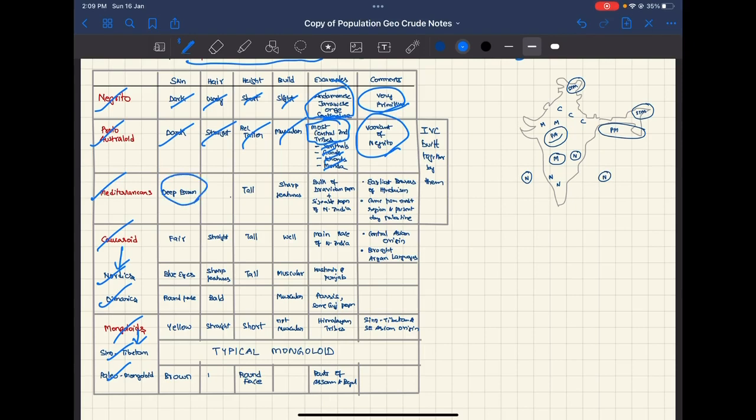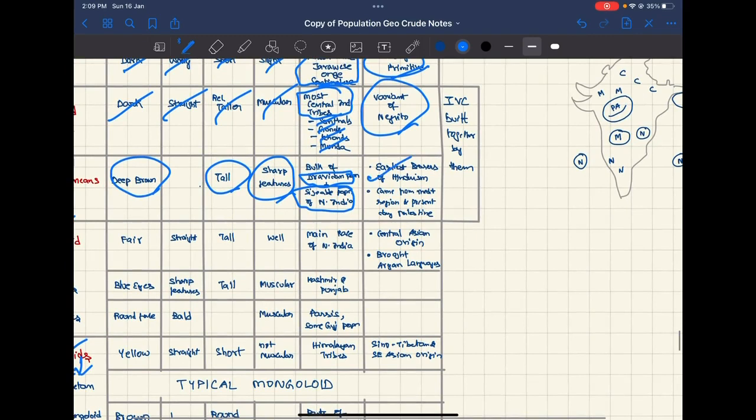Mediterraneans have deep brown skin. They are tall and have sharp features. They make up the bulk of the Dravidian population and a sizable portion of the North Indian population. They were the earliest bearers of Hinduism. They came from the Mediterranean region and present-day Palestine. So these two groups built the IVC together.